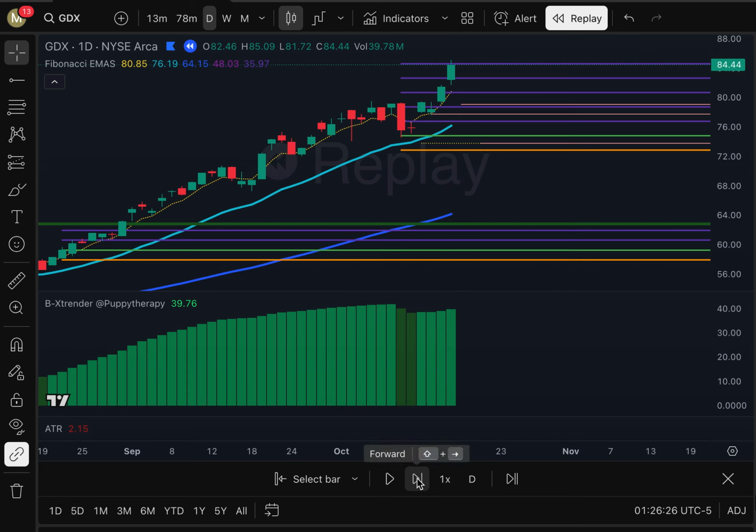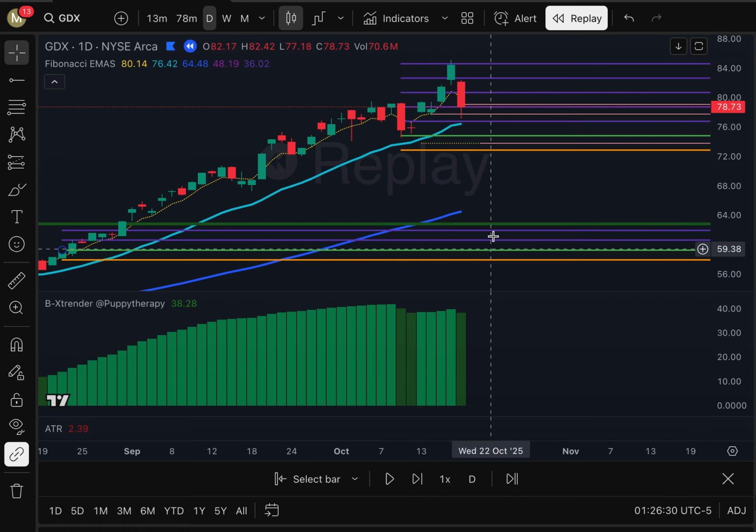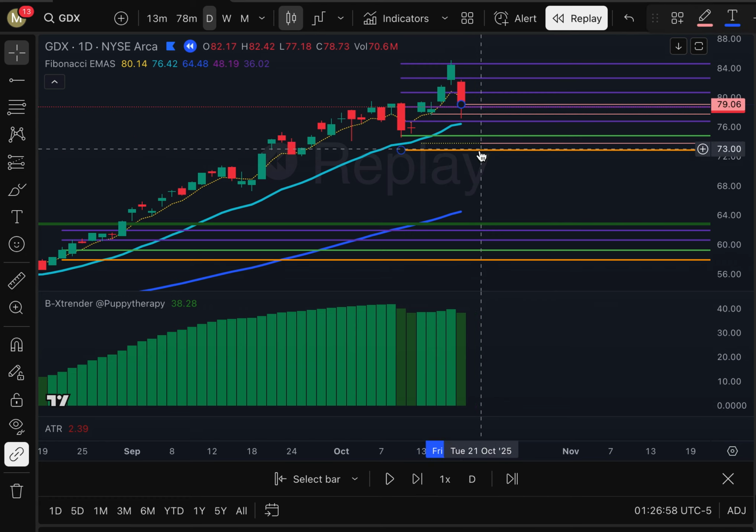And then the next day, it does that. It shows weakness. It goes down at the end of the day. The BX is turning dark green, and we're right back to where my 2R point is, and I sell another 4 shares. And my price here was 79.06.